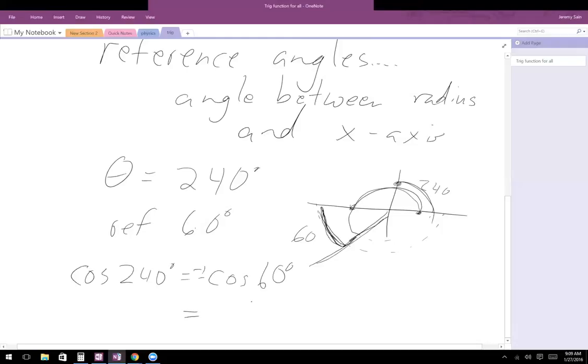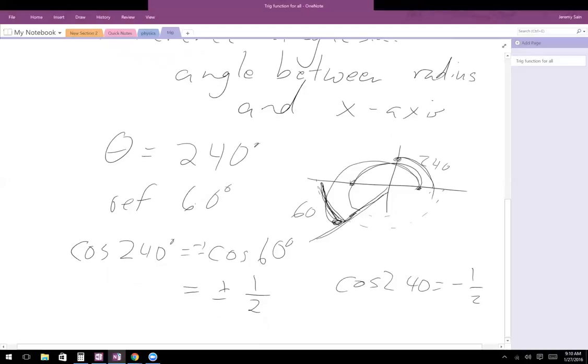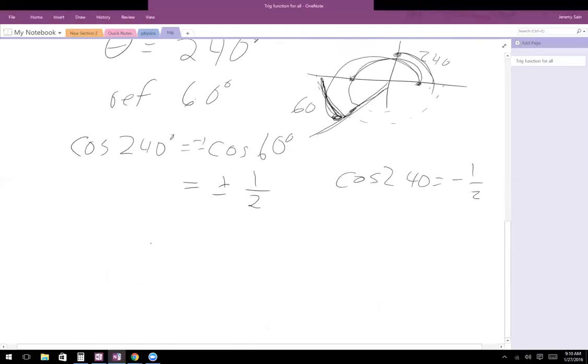So that means cosine 240 is, well, it's either a half or negative a half. Is it a half or negative a half? Yeah, it's negative because cosine is the x coordinate. If I look over here, the x coordinate is definitely negative. So apparently cosine 240 is negative a half. And let's go ahead and just do one more.